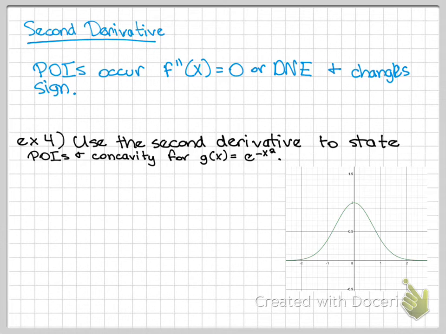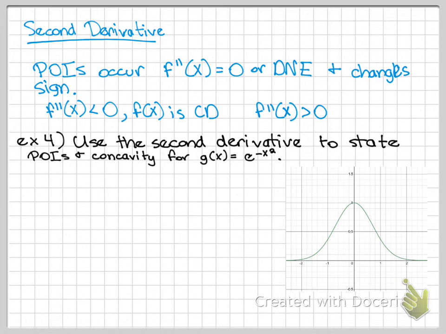Okay? When the second derivative is less than 0, we can say that the original function is concave down. And then when the second derivative is greater than 0, we can say that f of x, the original function, is concave up. Okay, so we're actually going to try to see if we can do this one without a graphing calculator, okay? So by hand. So first thing I need to do is actually find the second derivative.